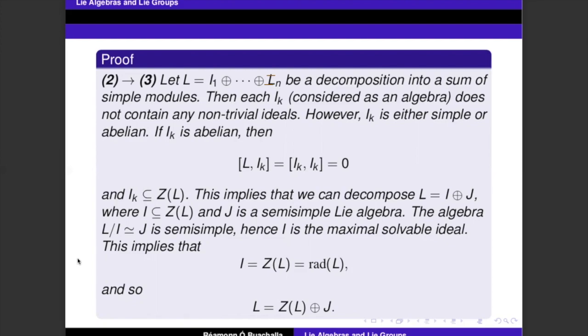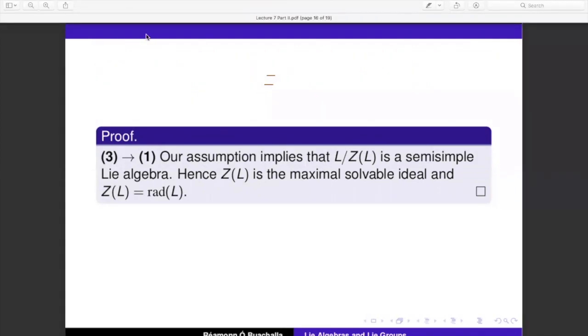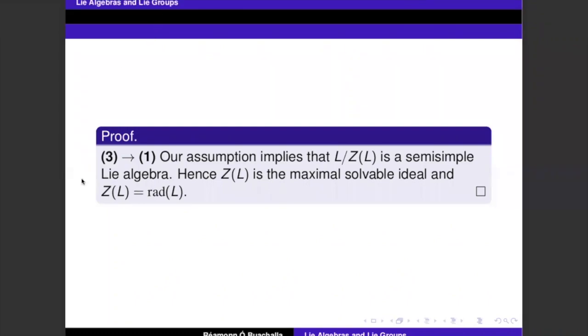So to finish off and show that it's equivalent, we need to do one last part, three going to one. So let's get rid of the drawings and go from three to one. Just to say, if we have something that's a direct sum of a semi-simple and its center, then that Lie algebra must be reductive. So our assumption implies that L over Z of L is a semi-simple Lie algebra. Hence, Z is the maximal solvable ideal, and hence Z is equal to the radical. And that's what reductive means.